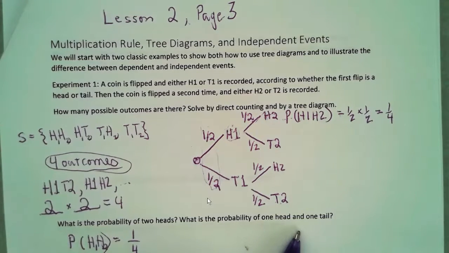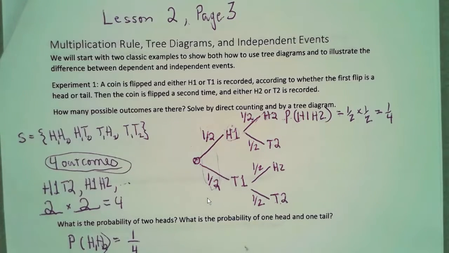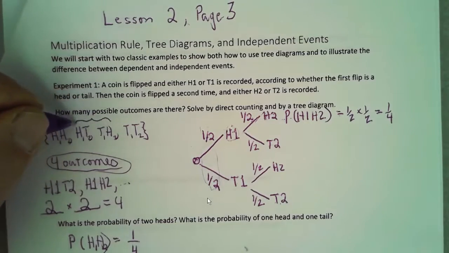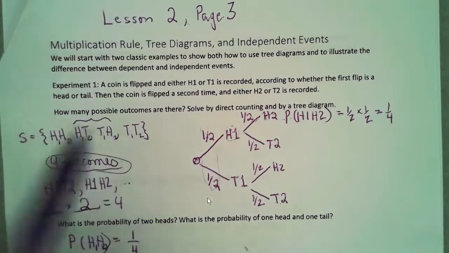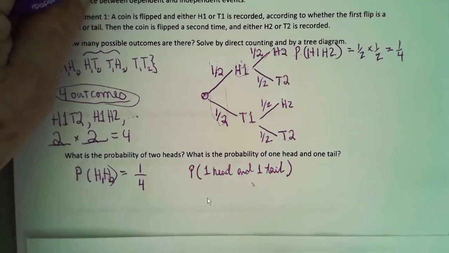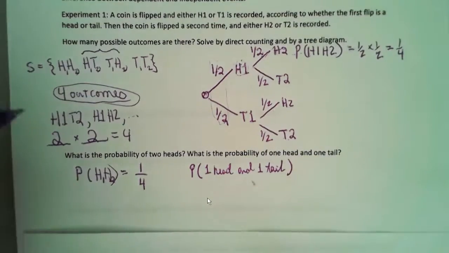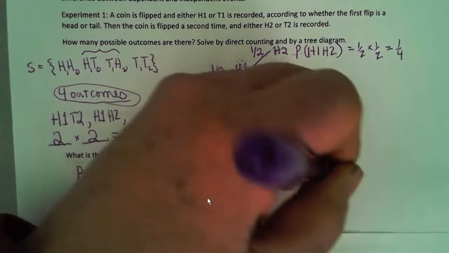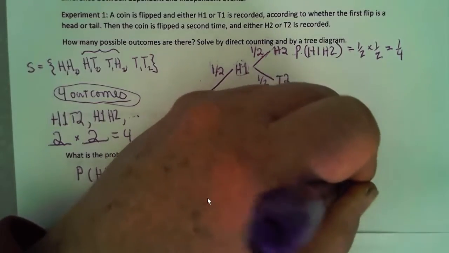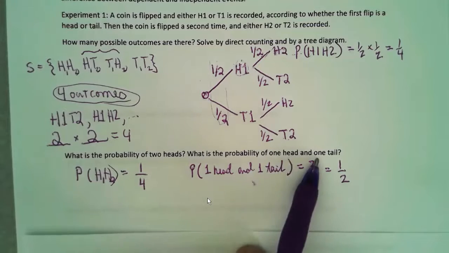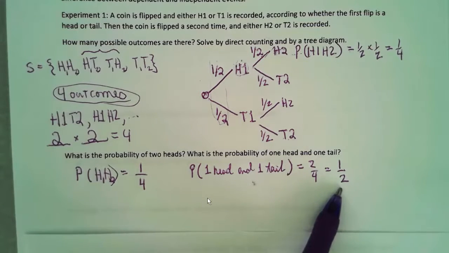What's the probability of getting 1 head and 1 tail? Well, if we were to do that by direct counting, we'd say, well, there are 2 of the 4 outcomes. Of those 4 outcomes, exactly 2 of them qualify. So the probability of getting exactly 1 head and 1 tail, both, is equal to 1/2.